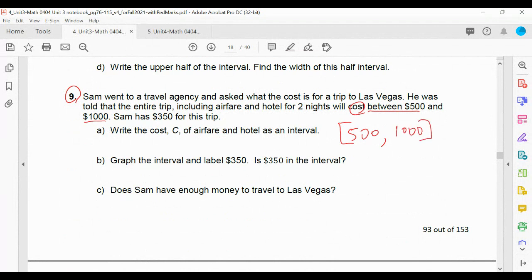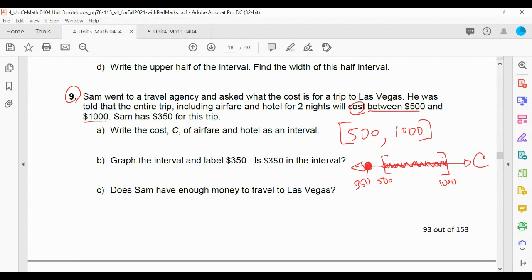So that's the interval. Let's graph the interval and label 350. So if we were to graph this interval above, again, I'm labeling this interval as C for cost. I go to square brackets 500 all the way to square brackets 1,000, and I shade everything in between. So that's my interval that's been graphed. Now I plot 350. 350 happens to be less than 500, so 350 is to the left.